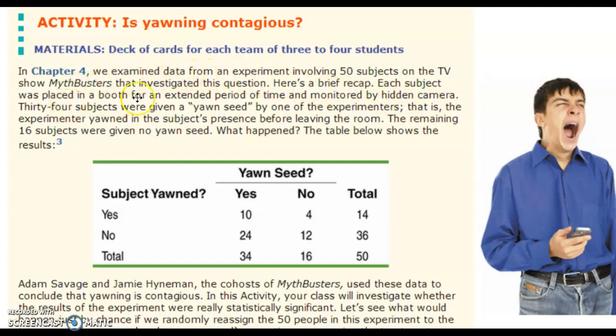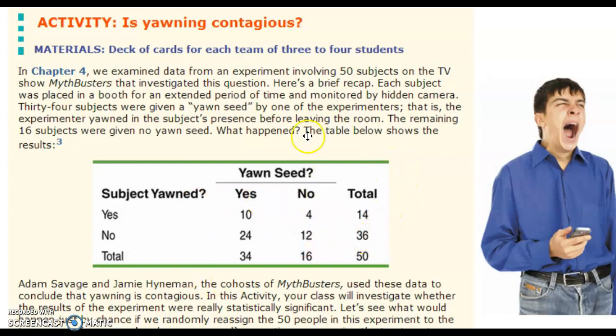34 of these 50 subjects were given a yawn seed by one of the experimenters. What that means, if you received a yawn seed, is that the experimenter yawned in the presence of the subject, while the subject could see them, before they left the room. The other 16 subjects did not get a yawn seed, so the experimenter did not yawn at them. What happened? Were the people that got a yawn seed more likely to then also yawn?